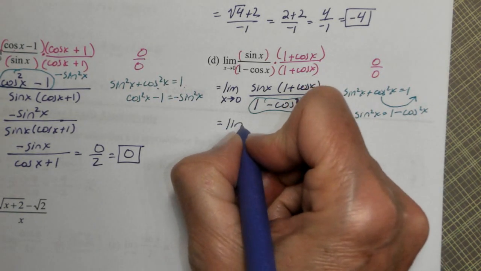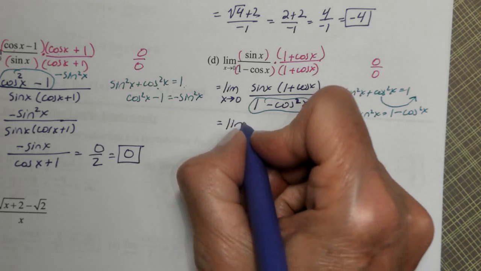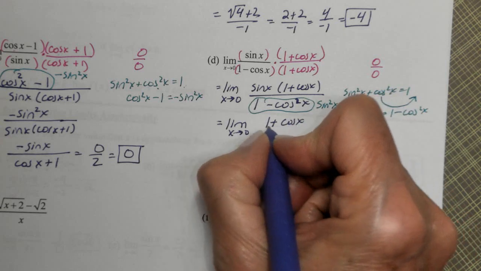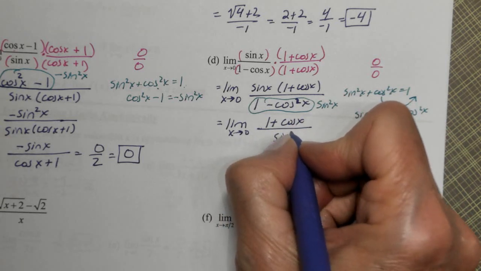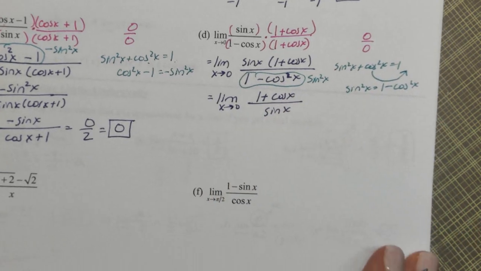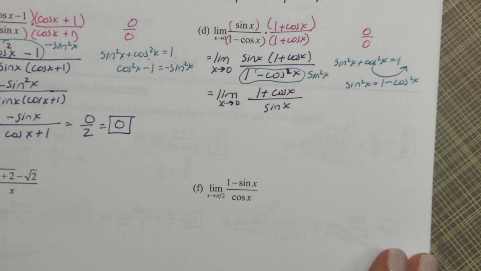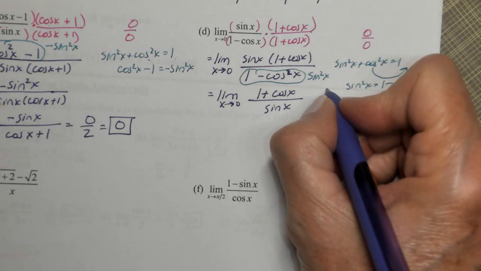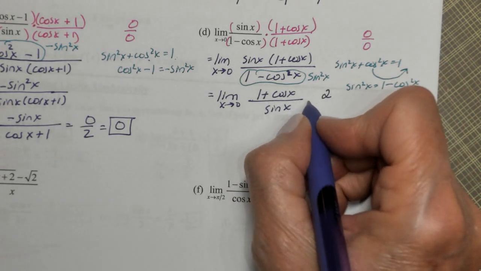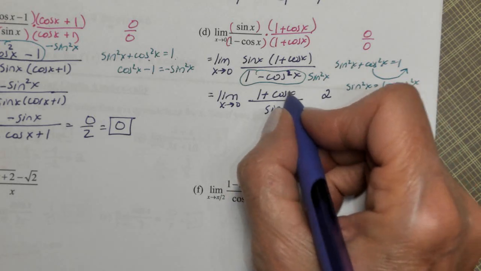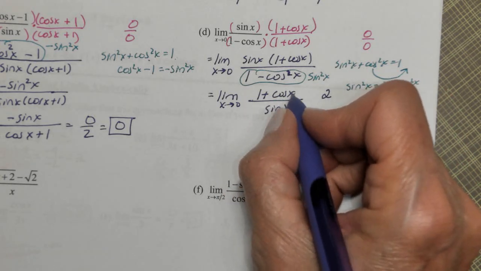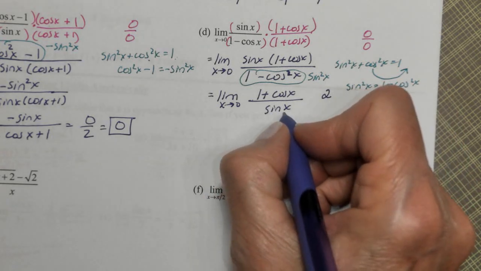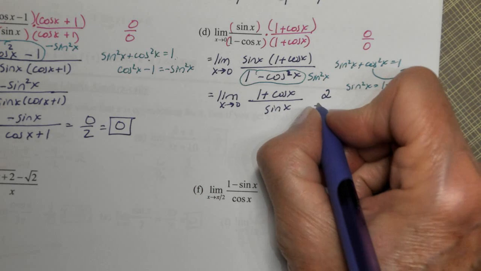So one of these signs will cancel, and I'll be left with 1 plus cosine x on top and a single sine x on the bottom. Now we're going to let x go to 0 again. The top is going to 2 because cosine of 0 is 1. I'm not going to put an equal sign because I see what's happening down here. The bottom is going to 0.